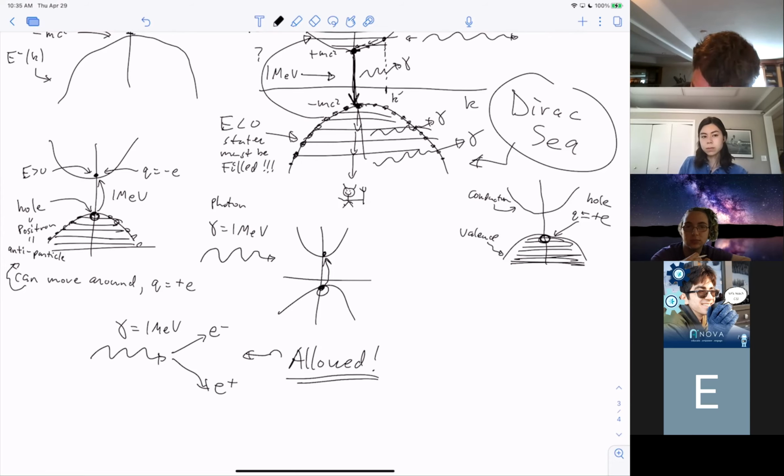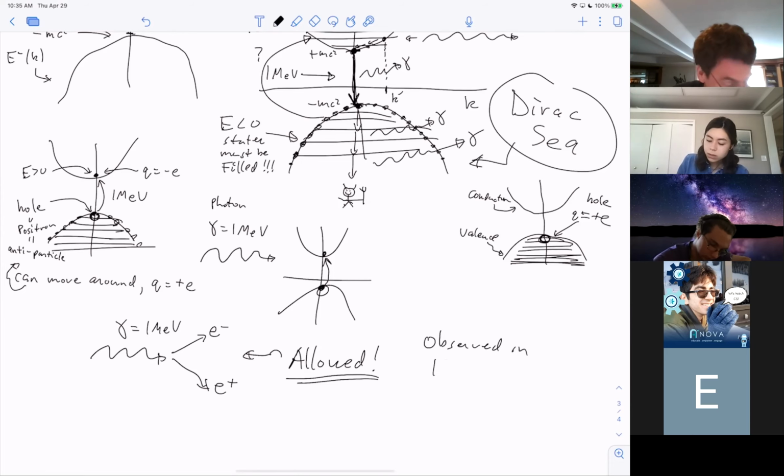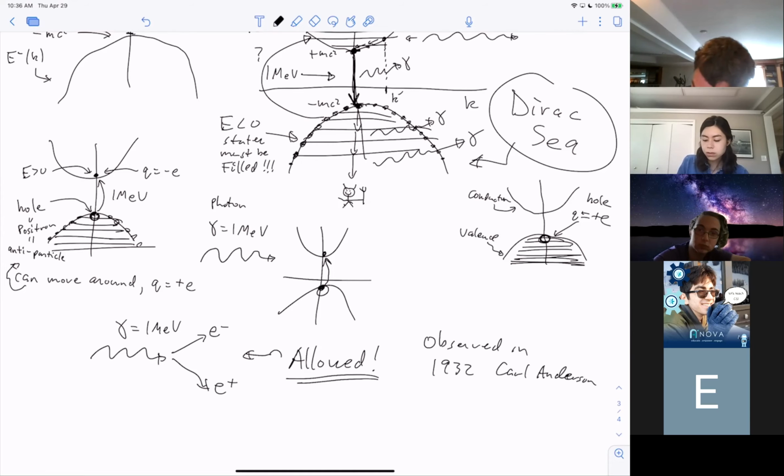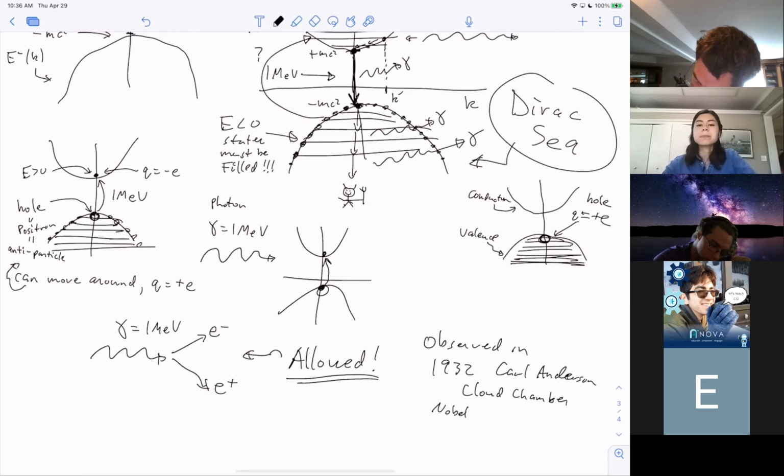This was observed in 1932 by some dude named Carl Anderson, who got the Nobel Prize for observing it. And I think it was using a cloud chamber. So this guy, Carl Anderson, made a cloud chamber, and he saw this happen, and he got a Nobel Prize. And of course, Dirac got a Nobel Prize too.